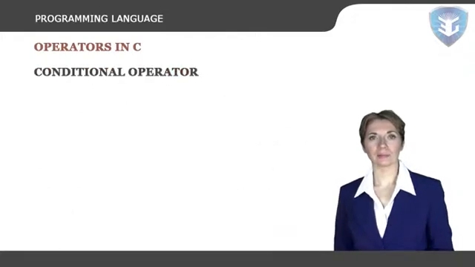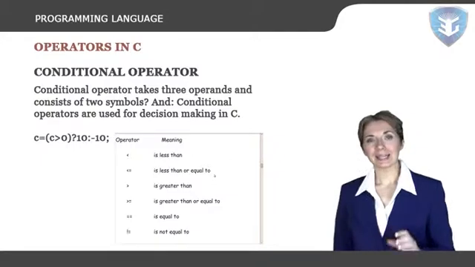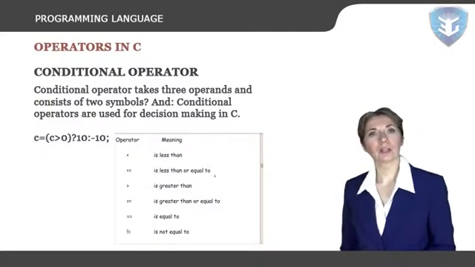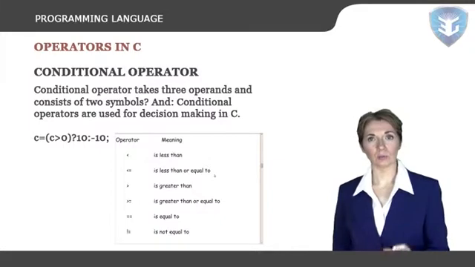Conditional operator. The conditional operator takes 3 operands and consists of 2 symbols, question mark and colon. Conditional operators are used for decision making in C. Look at the example shown on the screen. If c is greater than 0, the value of c will be 10, but if c is less than 0, the value of c will be -10.